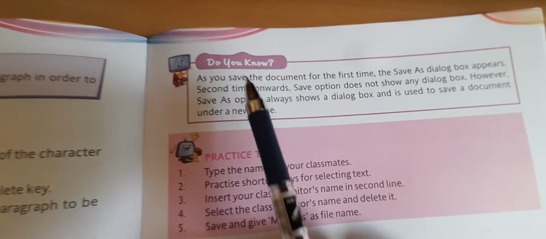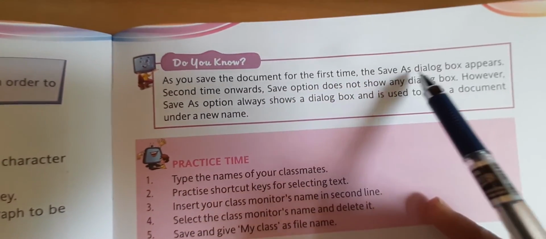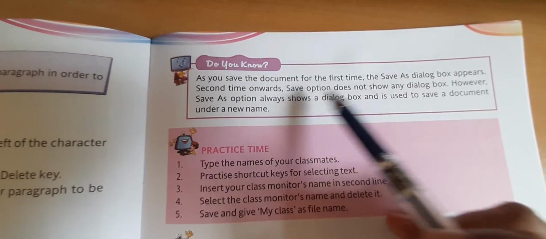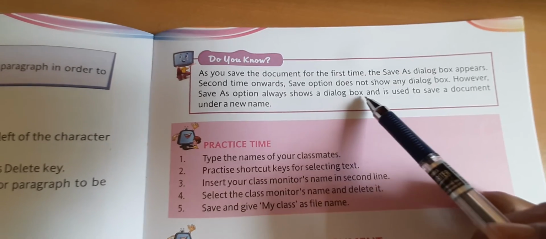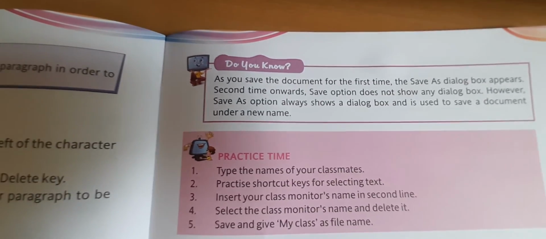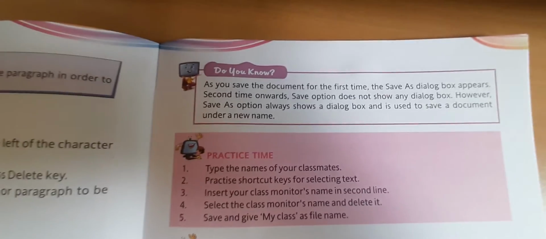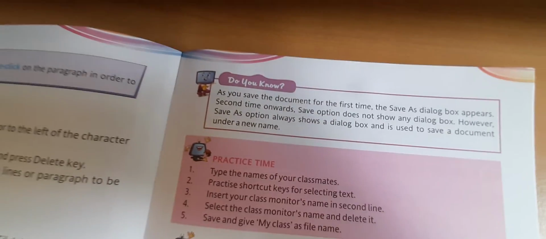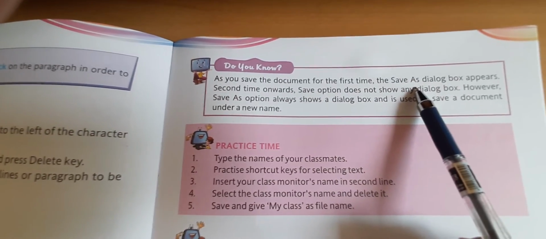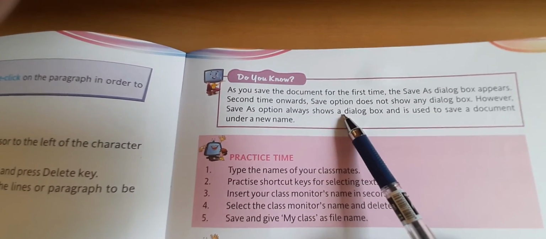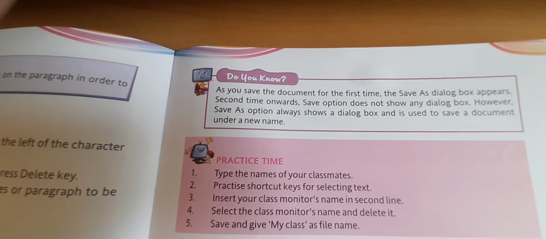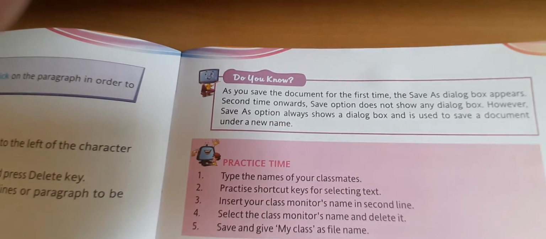Now, do you know, as you save the document for the first time, the Save As dialog box appears. Second time onwards, the save option does not show any dialog box. However, the Save As option always shows a dialog box and is used to save a document under a new name. Means when you are giving the name for the first time, or when you want to change the name, you want to save the file with a different name, you will use the Save As dialog box. And the save option you will use only when you want to save the changes that you have made. For the first time when you have created a file, you will use Save As, because you want to give the name of the file.